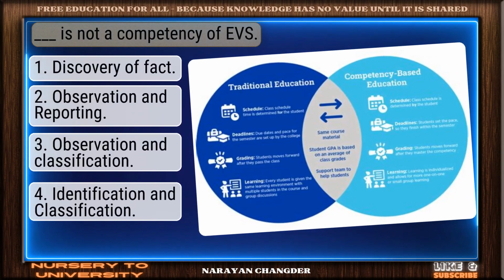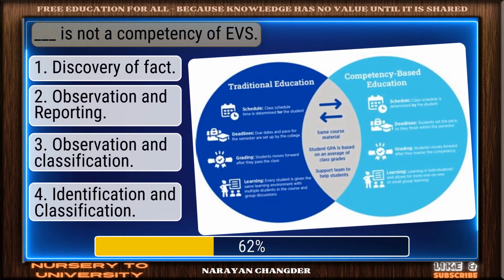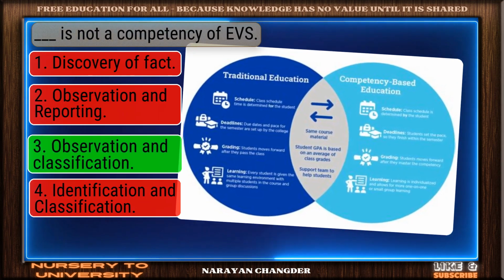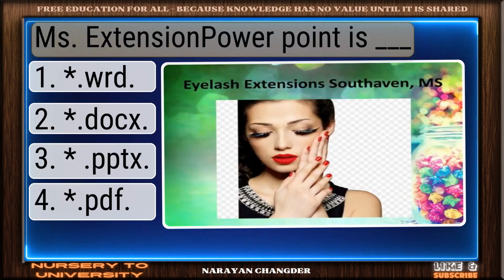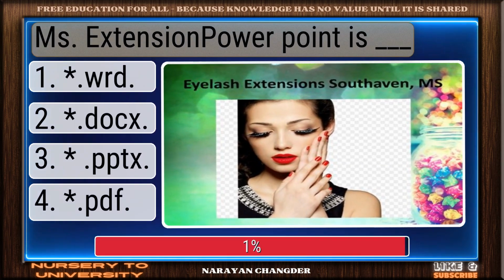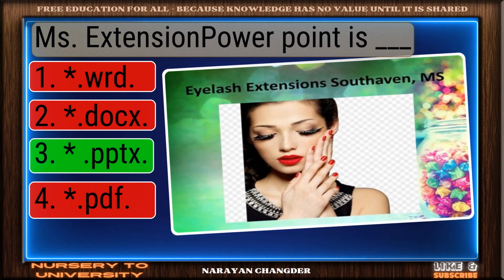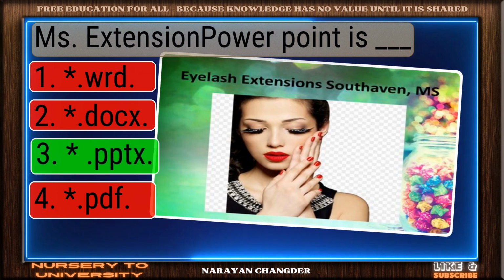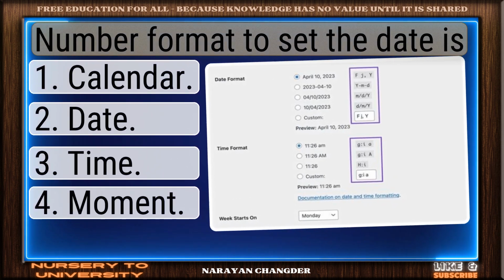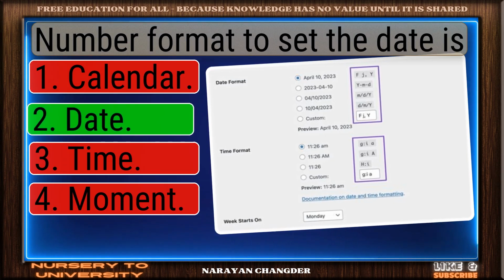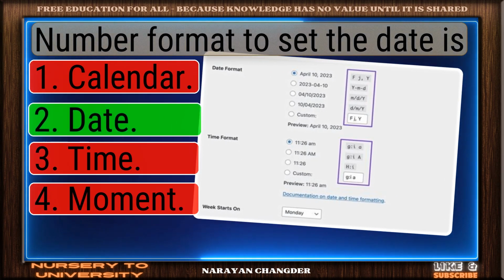Which is not a competency of IVS? Well done. Observation and classification is the right choice. The Ms PowerPoint extension is? Strong choice. PPTX is the right answer. Number format to set the date is? Smart move. Date is an accurate answer.